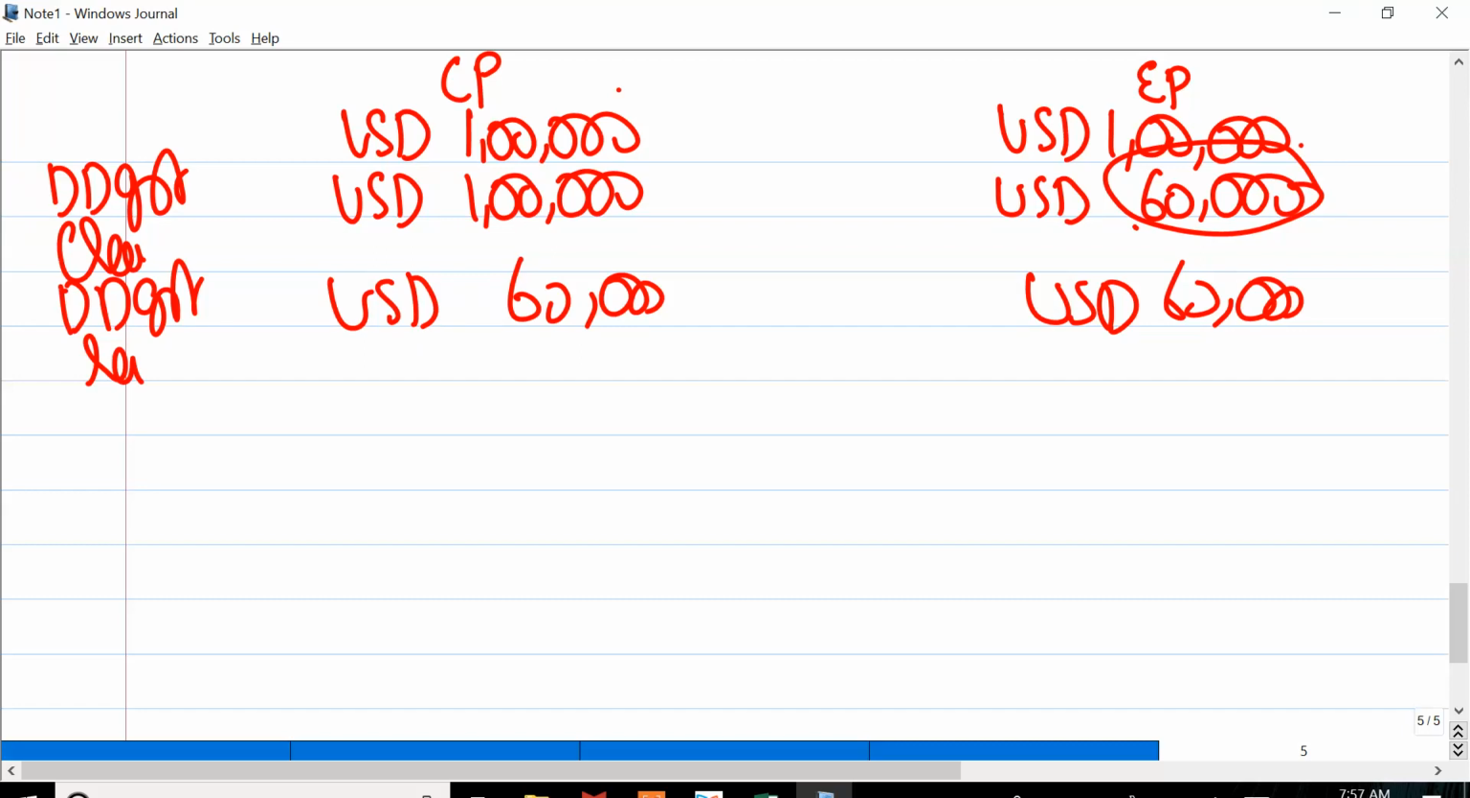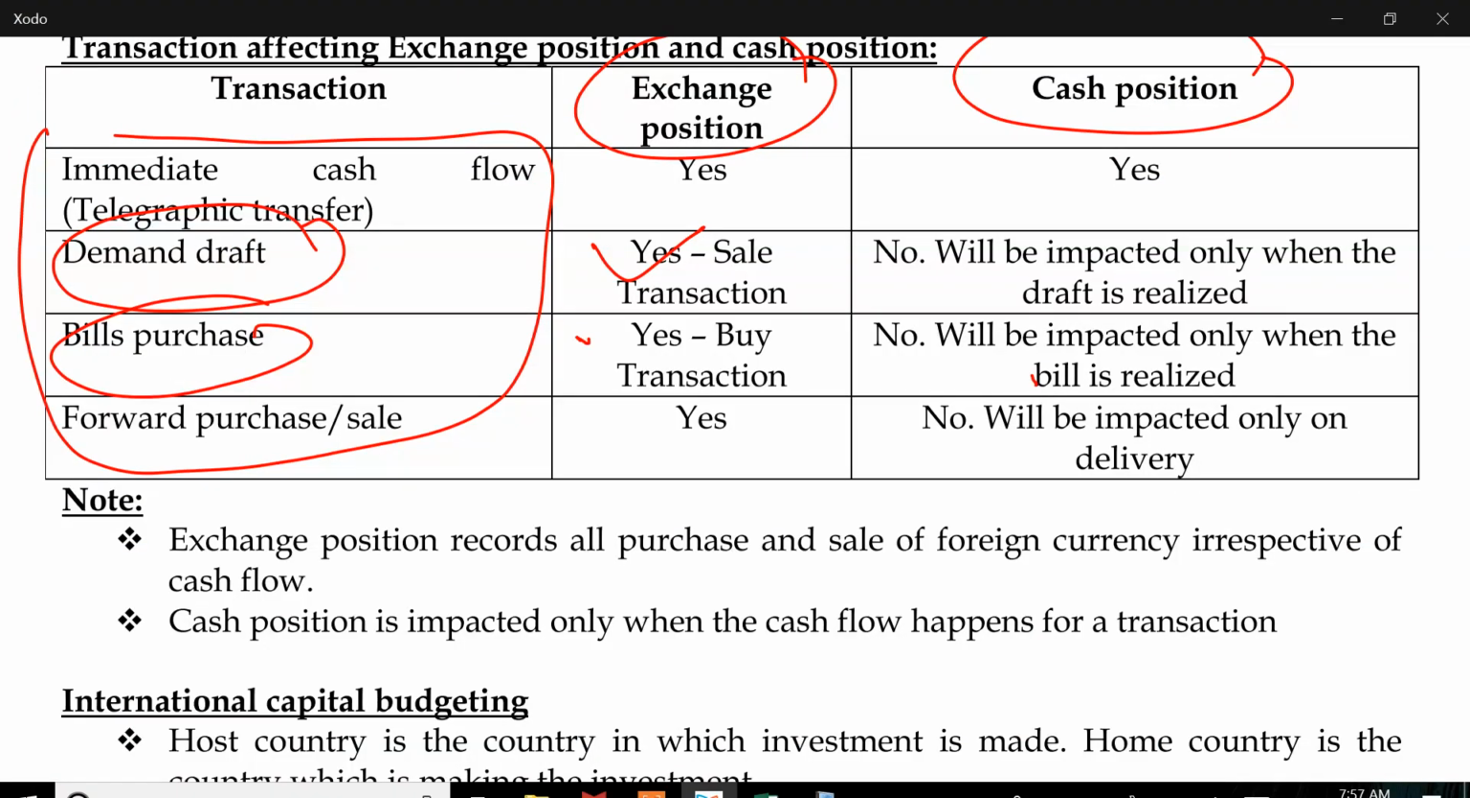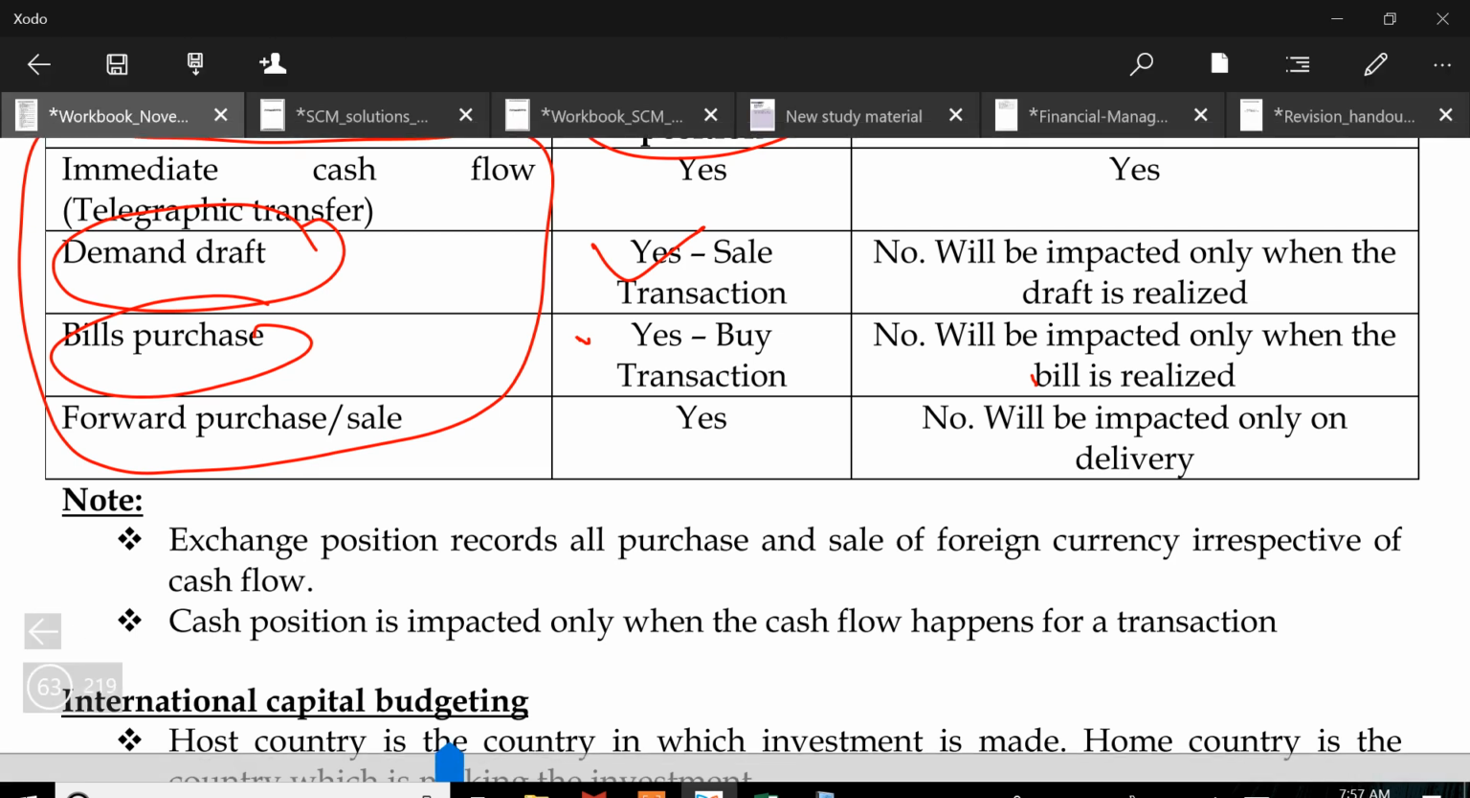We'll now start doing a problem. There are 4 types of transactions which we have discussed. If you have an immediate cash flow, both will be impacted. If there's a future cash flow, only one will be impacted, the other one will not be impacted. Let's do a problem on this.